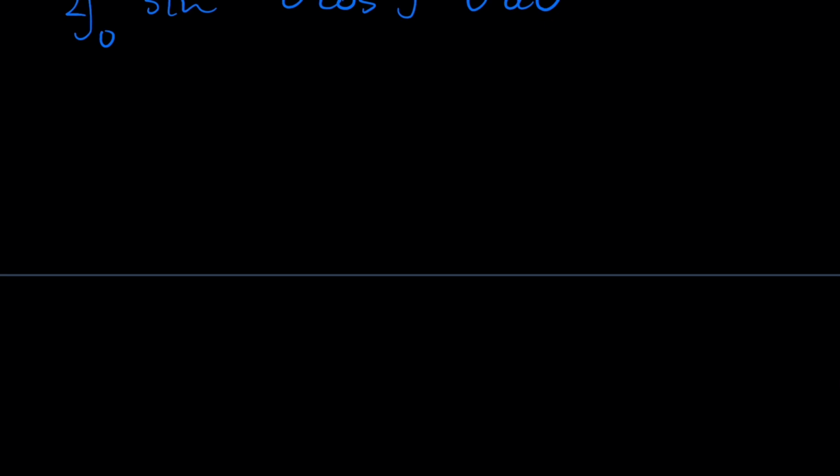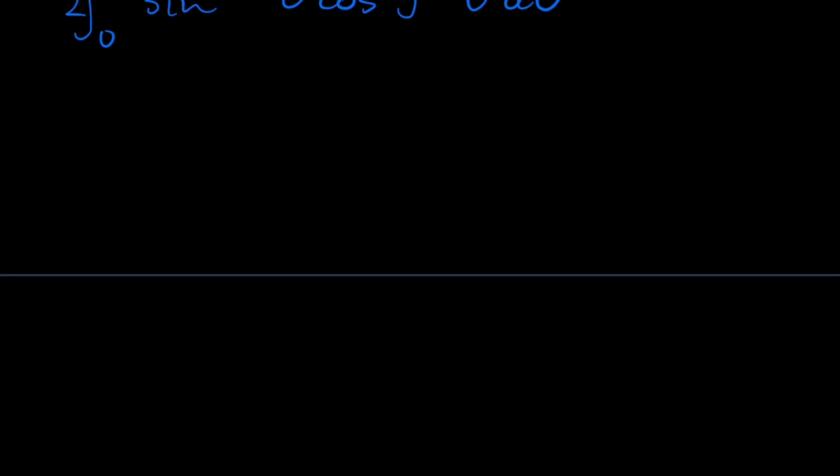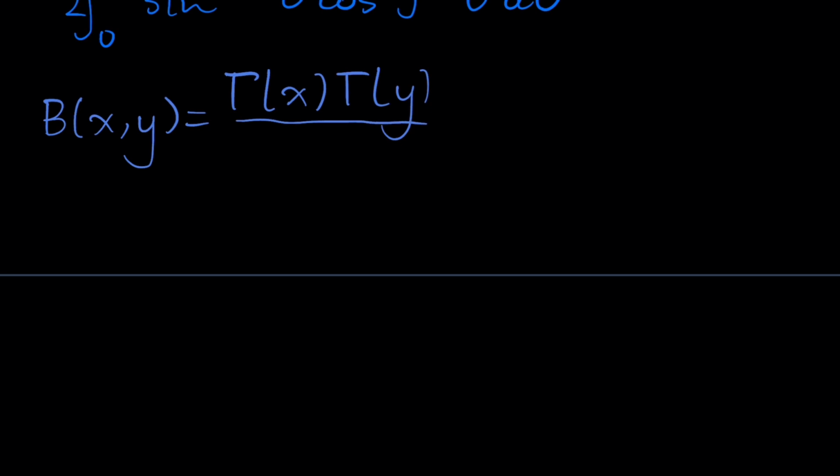Now, what we're going to prove next is, I think, one of the most important properties of the beta function. It's the relationship between the beta function and the gamma function. So Beta of x, y is actually equal to gamma of x times gamma of y over gamma of x plus y. This is really beautiful, and this is very, very important.